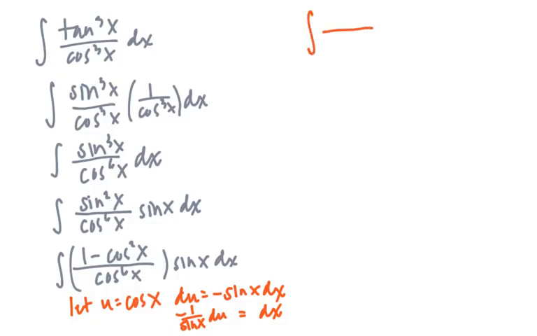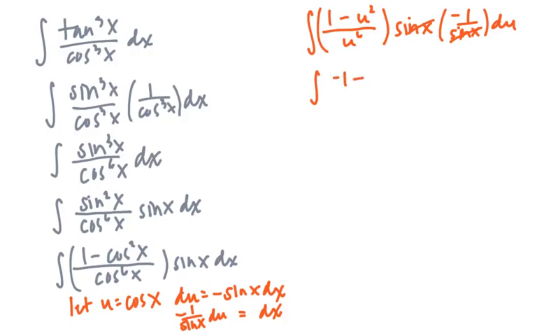So now we have the integration of 1 minus u squared over u to the 6th. And here we have negative 1 over, we still have our sine x out here. Sine x. And then our dx becomes negative 1 over sine x du. So these cancel, and we have negative 1 plus u squared over u to the 6th du.